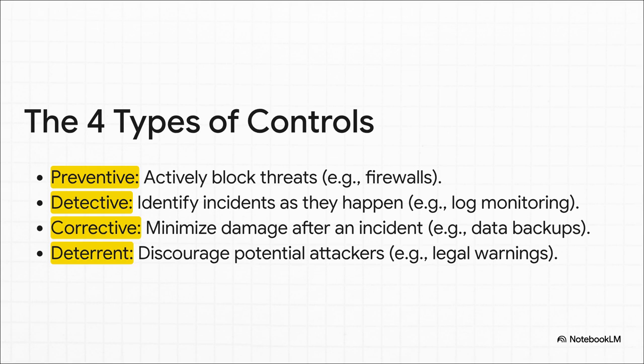Detective controls are the security cameras. They tell you when someone's trying to get in. Corrective controls are your plan to fix the broken window and restore things after a break-in. And deterrent controls, those are the warning security system signs on your lawn. They make attackers think twice. You really need a mix of all 4.